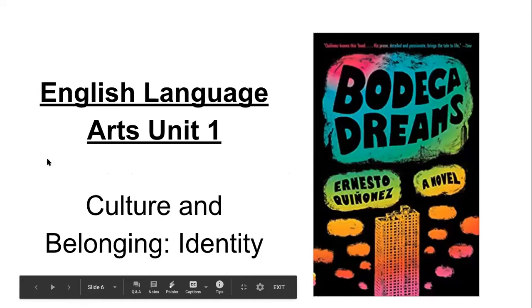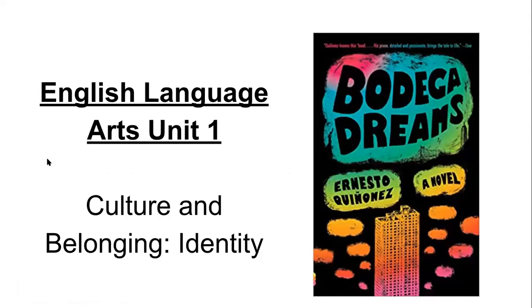Okay, so we are going to model an English language arts unit. This is from an 8th grade sample about culture and belonging and identity. And we want to just highlight the fact that we are using a grade level text. This is Bodega Dreams by Ernesto Quiñones. And want to emphasize that even if students are not necessarily able to read an entire text, they can still learn a lot from using grade level text and doing appropriate practices for students with developing literacy.